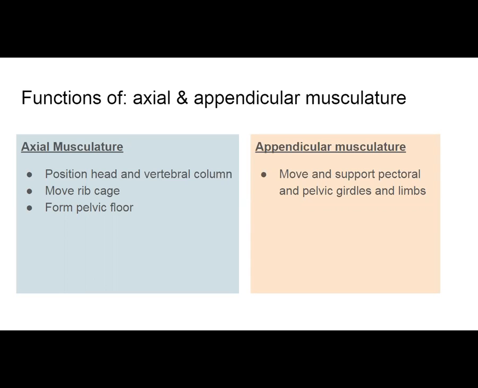Now, what about the appendicular musculature? This set of muscles moves and supports your pectoral and pelvic girdles and your limbs. That should make sense because those are parts of the appendicular skeleton, right? And the axial musculature function should make sense because you have your head, your vertebral column, and rib cage, those are all parts of the axial skeleton.